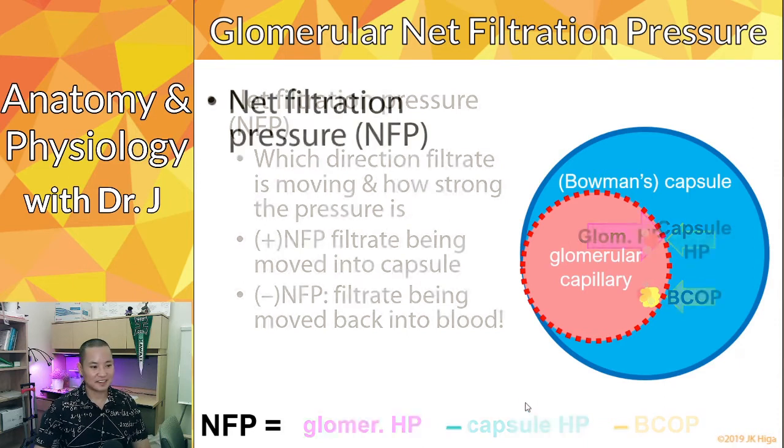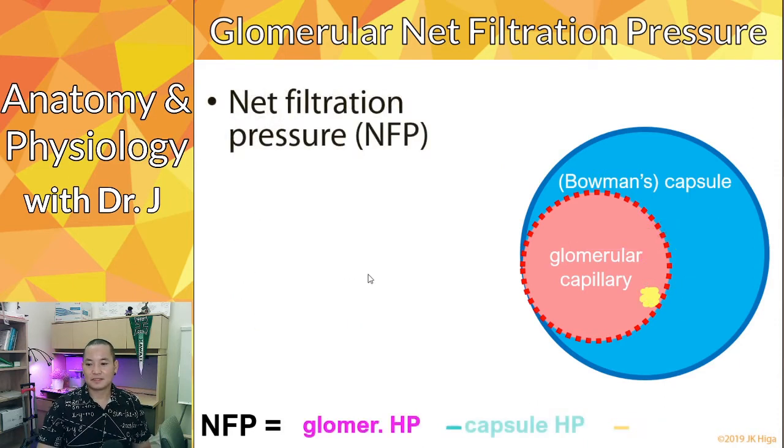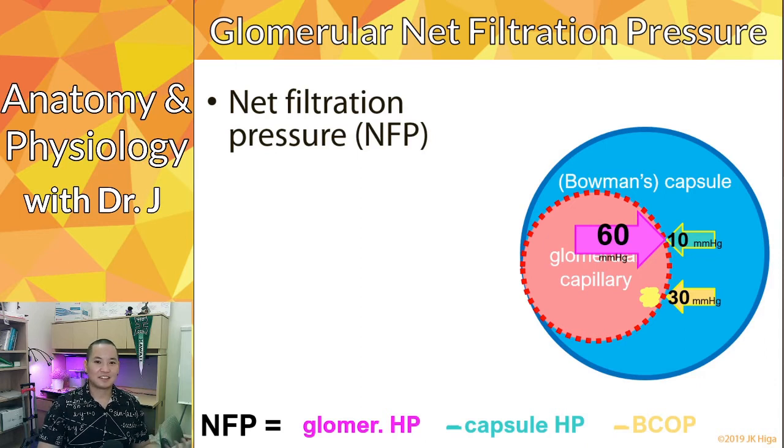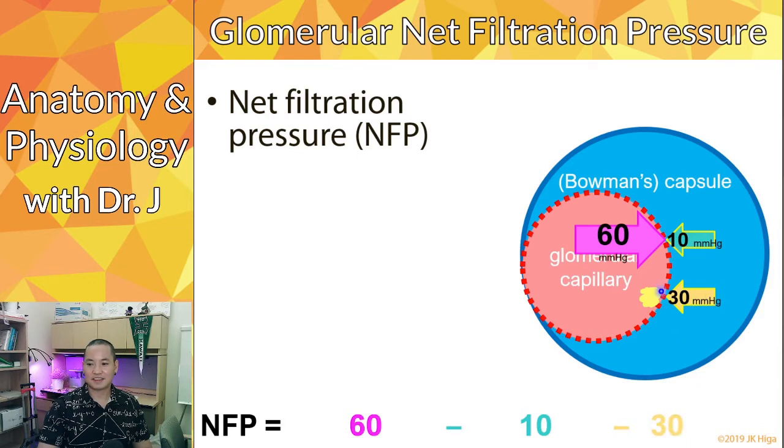All right, so then example here, what if you have a glomerular hydrostatic pressure of 60 millimeters mercury, and then you have a capsular hydrostatic pressure of 10 millimeters mercury and a blood colloid osmotic pressure of 30 millimeters mercury? Can you calculate your net filtration pressure? And yes, you can. So again, what you do is just plug in the numbers. So 60 minus 10, because again, it's going in the wrong direction. And then 30 minus 30, because it's going back into the capillaries.